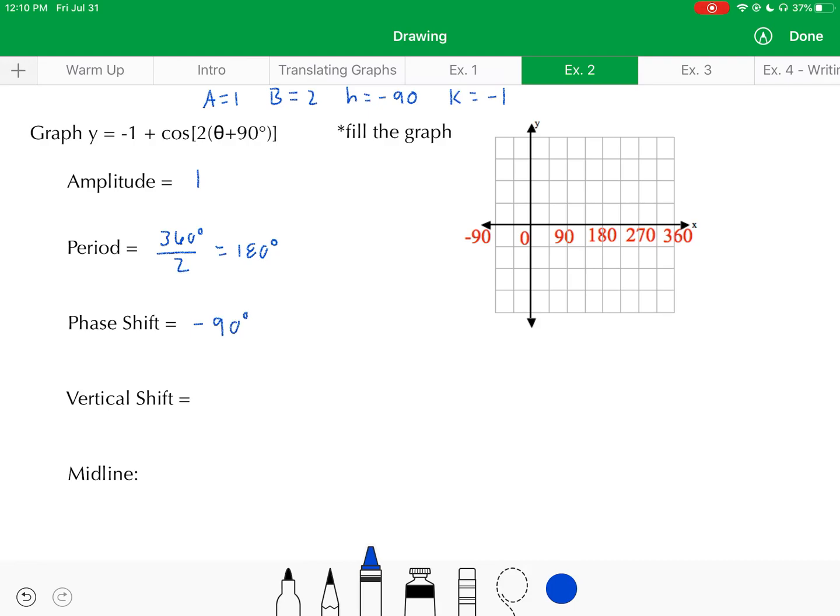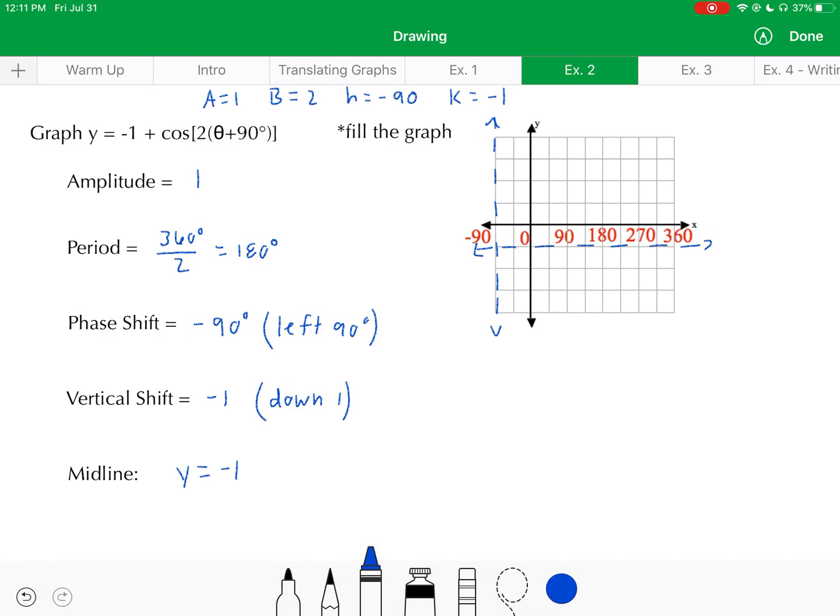Your phase shift is going to be based off that h value. It's -90 degrees, so that means we're moving left 90 degrees. And your vertical shift is based off of k, which is -1, so that means down 1 unit, and that moves the midline from the x-axis down to y equals -1. All right. So this time, to start my graph, I'm gonna draw in my midline, and I'm gonna draw in a vertical line as well, based off of the phase shift being at -90 degrees.